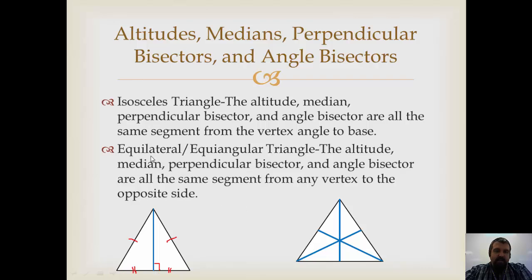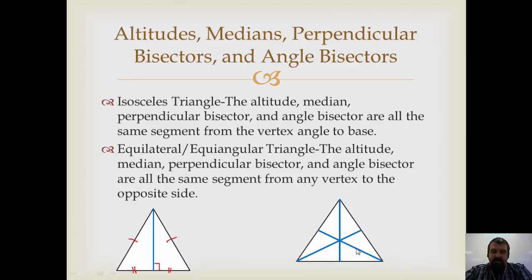Another thing, equilateral, equiangular triangle. The altitude, median, perpendicular bisector, and angle bisector are all the same segment from any vertex to the opposite side. So this blue segment here is an altitude. It's also a median. It's also a perpendicular bisector. It's also an angle bisector because this triangle is equilateral. I didn't mark it because it would be a little bit hard to see, but this triangle is equilateral. So this vertical blue segment is all four of the shapes we've talked about.